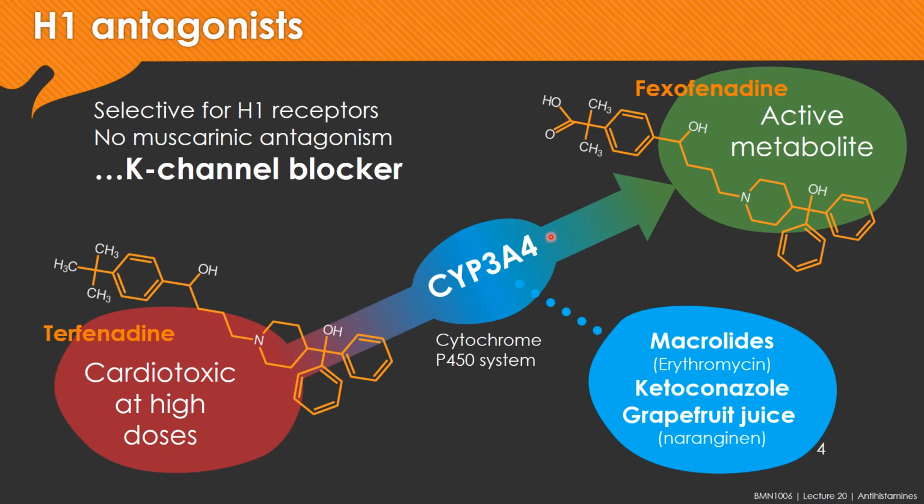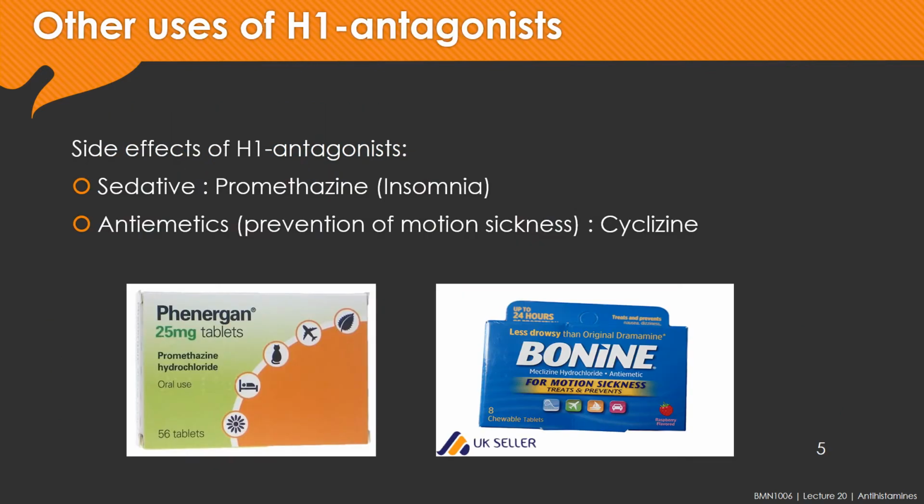Based on the side effects of the H1 antagonists, we can use them to treat other illnesses such as insomnia, because the first generation H1 antagonist is a strong sedative drug such as promethazine. On the other hand, they are also antiemetics, meaning that they can treat motion sickness such as cyclizine.